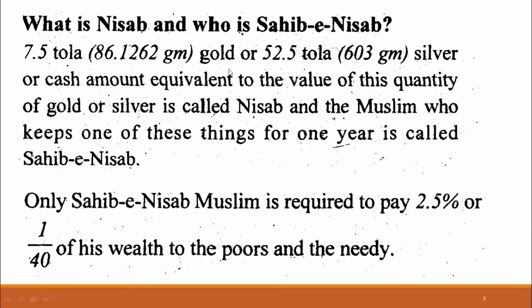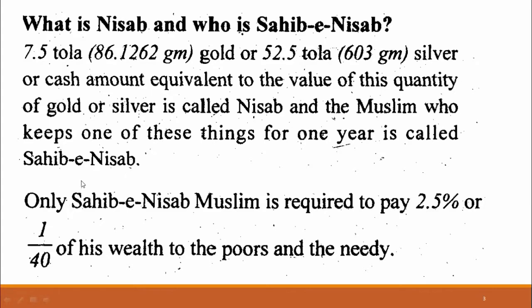So dear students, this point is very important. What is the nisab for the zakat, and what is sahib nisab? 7.5 tola gold means 86.1262 grams, or 52.5 tola silver, or any cash amount equivalent to these two values. Any cash amount equivalent to the value of this quantity of gold or silver is called nisab, and the Muslim who keeps one of these two things for 1 year is called sahib nisab.